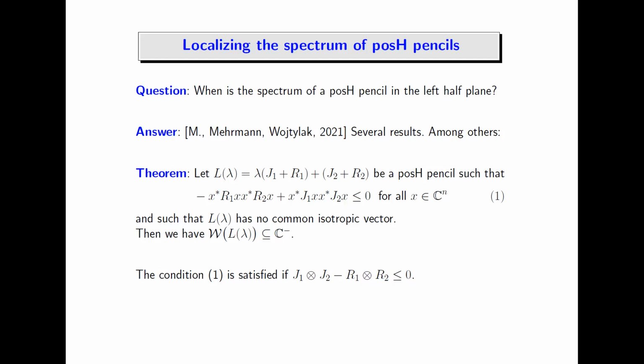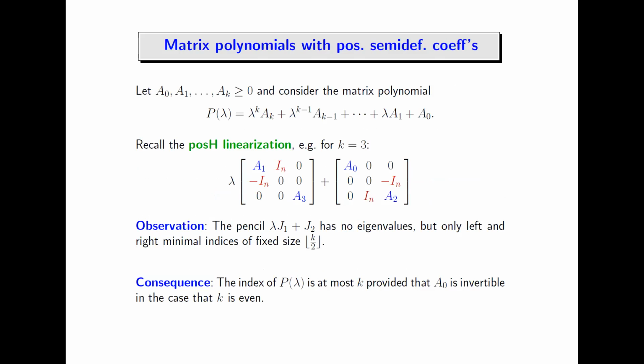Now let's get back to the matrix polynomials with positive semi-definite coefficients. Can we now use the results that I presented earlier to say something about this? And yes, because we had these posH linearizations. Remember that the underlying skew Hermitian pencil was saying a lot about minimal indices and the index. If you look at this here, then you find that this pencil does not have any eigenvalues, but only left and right minimal indices of a fixed size. And this gives restrictions on the index, for example.